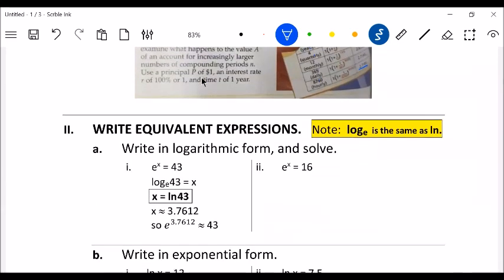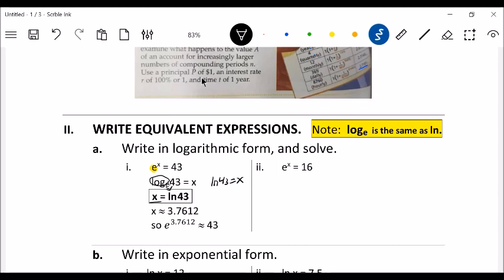One thing this shows is that if we have e raised to the power of x equals 43, you can treat it as log base e of 43 is equal to x. Now log base e is the same as ln. So I could have rewritten that simply as ln of 43 equals x. But over here, I put the x first.